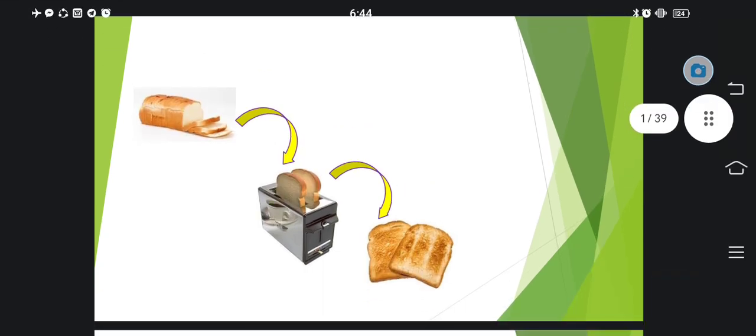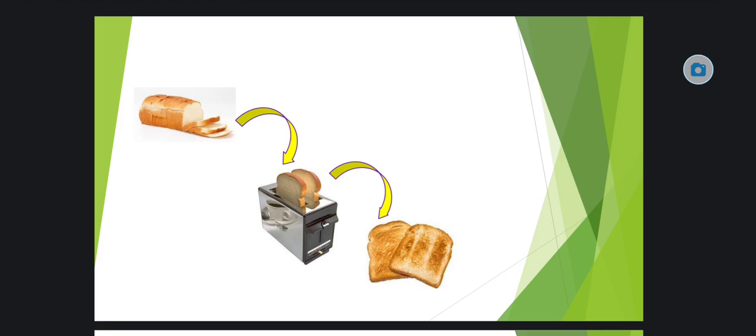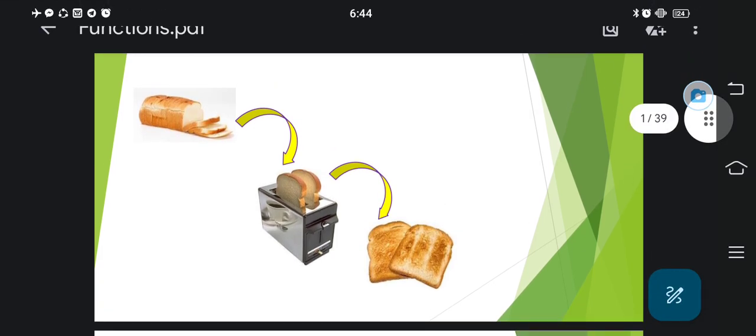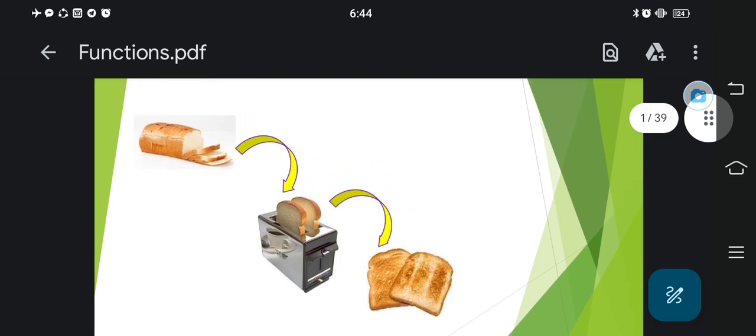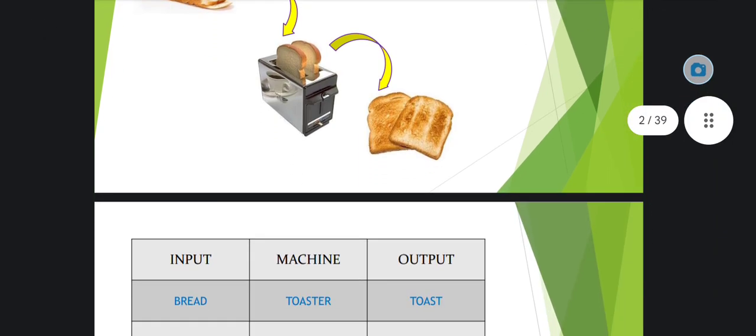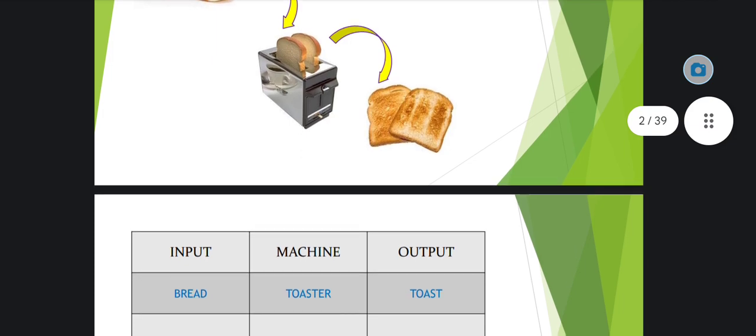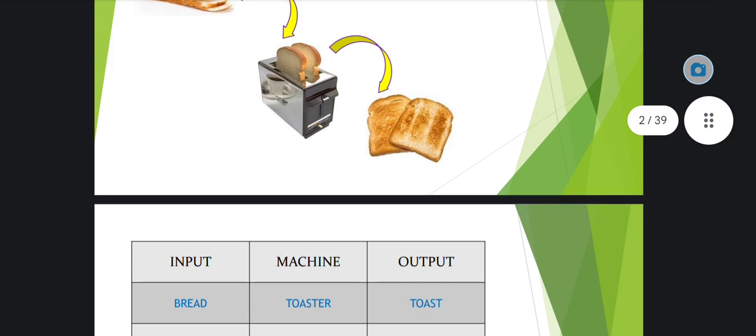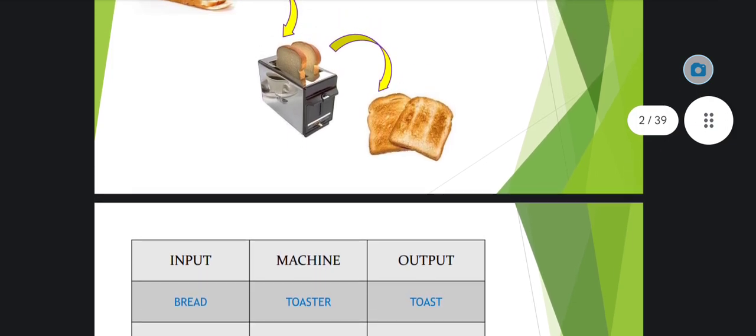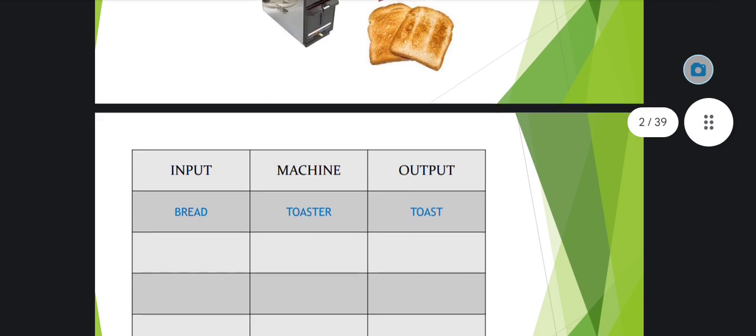So we have here the picture of the bread and the toaster, and its product. What have you observed? So we have here the bread, and we put it in the toaster, and its outcome is toast, right? So our bread is the input. We use the machine toaster, and after that we come up with the toast, our toast bread.